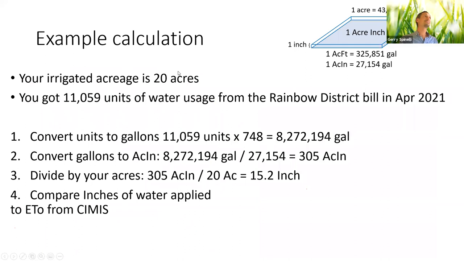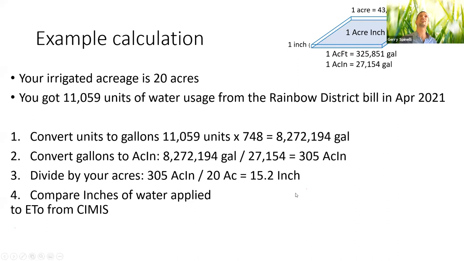And let's say that you're farming 20 acres, and let's say that your water bill charged you for 11,000 units in April 2021. So let's multiply this by 748, because each unit was 748 gallons, and we get about 8 million gallons. Then we divide by that secret number, 27,000 gallons per acre inch, and we calculate that we used 300 acre inches during that month. Then I divide by my acres, and I calculate that during that month I used 15 inches.